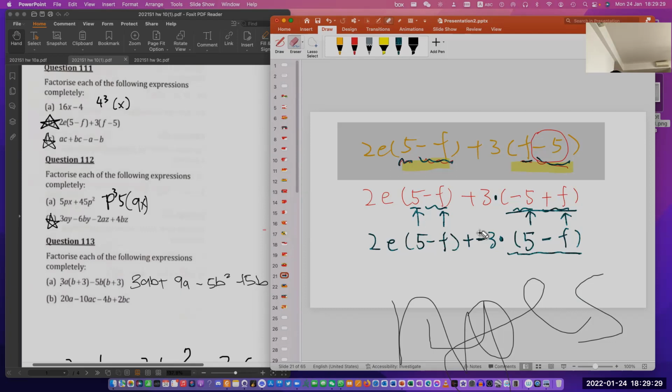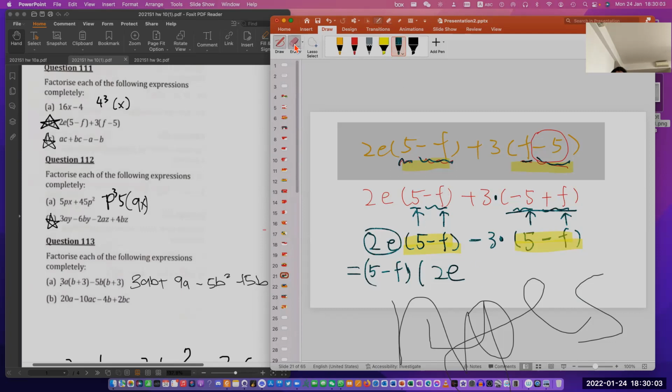Okay, right now after the transformation, can you see that you have a common factor? 5 minus f. So once you have a common factor, simple, combine common factor or take out common factor. So once you have taken out the common factor, you're left with 2e, then plus in between. Oh, by the way, before you do the plus, you need to combine this plus minus, you get minus.